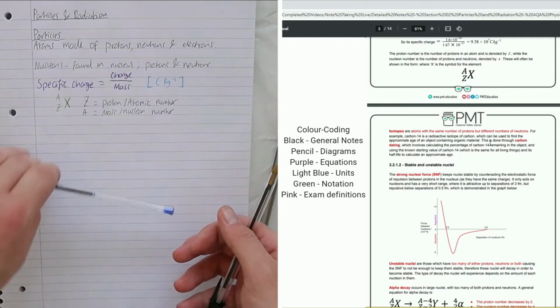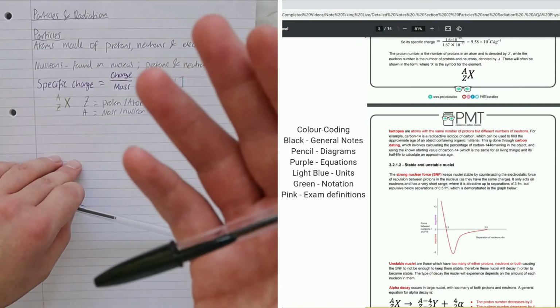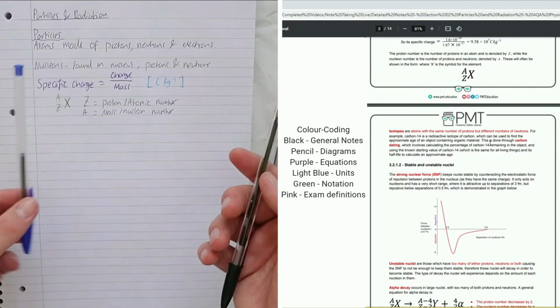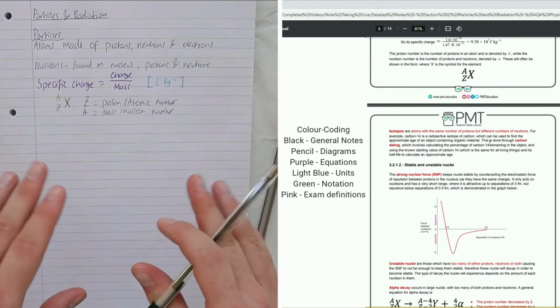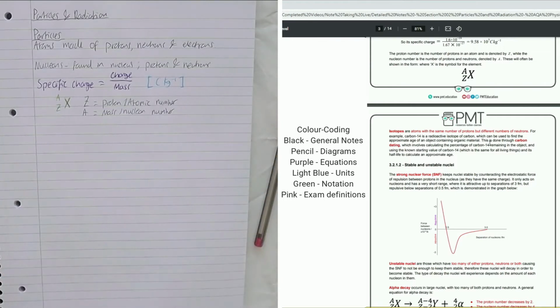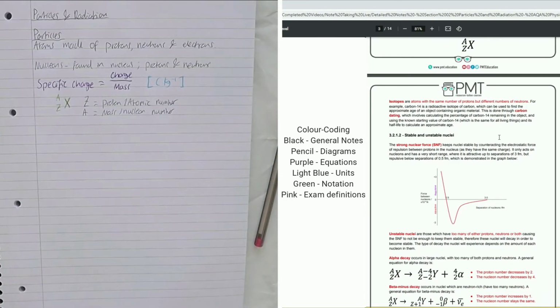I'd write example 1, and I would have basically exactly what it says on the screen at the moment, and that would help me out. But for me, I think that's totally fine. Just take the charge divided by the mass, that's totally fine. The next thing we have is another definition. However, this definition is a bit special. Isotopes are atoms with the same number of protons but a different number of neutrons.